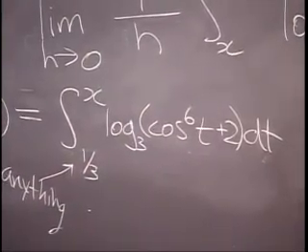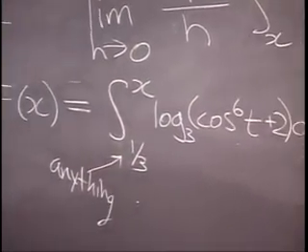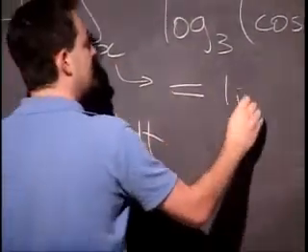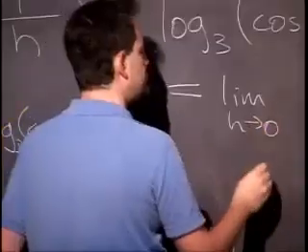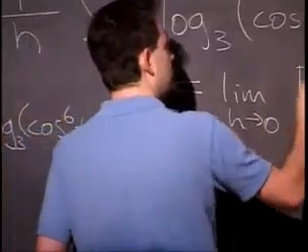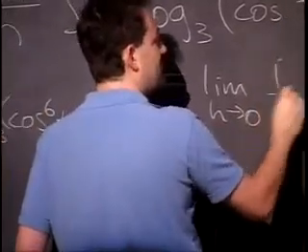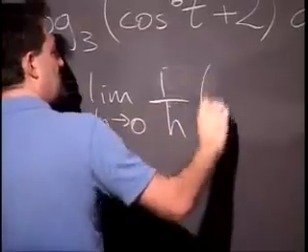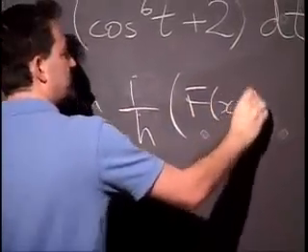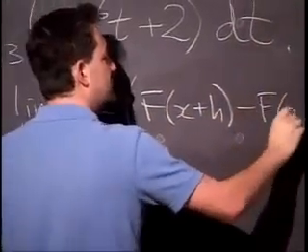Okay, so if I set f of x equals this, what is this limit? Well, this limit is the limit as h goes to 0 of 1 over h, f of x plus h minus f of x. Do you believe it?